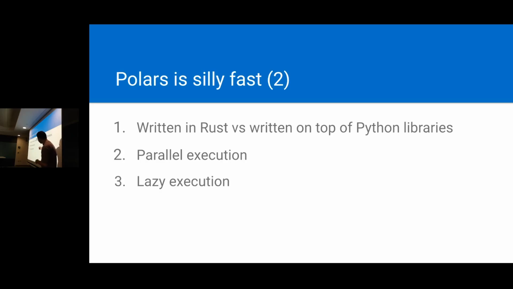And the last thing is lazy execution. Lazy execution is a little bit tricky. Basically, if you're a lazy person, you don't want to do things until the last minute. And if you're a lazy script, you don't want to do your execution until the end of the script, until the last minute that you have to. And so in Polars, it's the same thing.